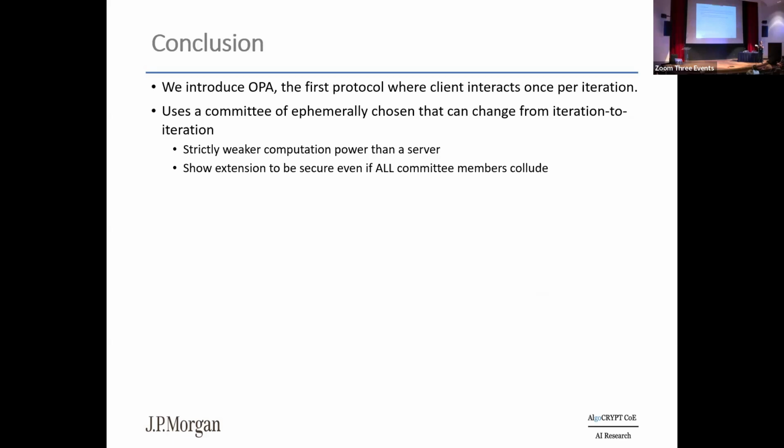But the key idea here is that what the committee members do is strictly computationally weaker. They just add up the keys essentially. And we show that there's a secure extension where even if all of the committee members collude, it works. And we build it from any distributed key homomorphic PRF. So as new constructions are built, you can get nicer assumptions, post-quantum security, and so on.